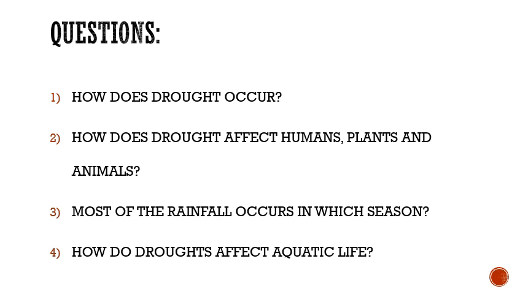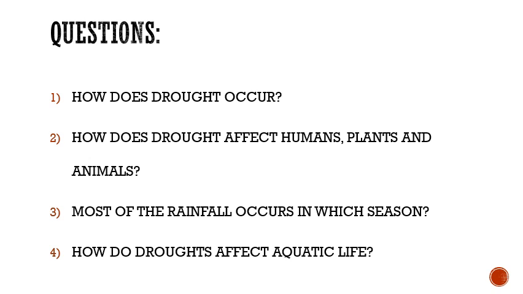Now let's move on to questions. Read these questions carefully and write your answers in your chemistry note. Question number 1. How does drought occur? And 2. How does drought affect humans, plants and animals?